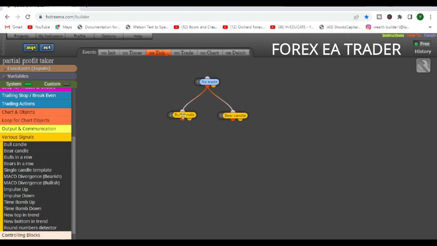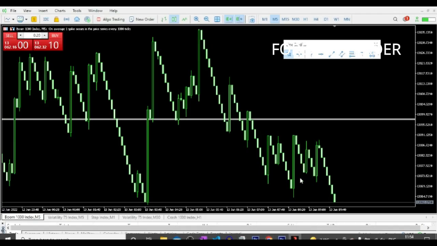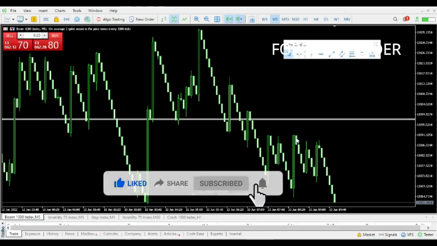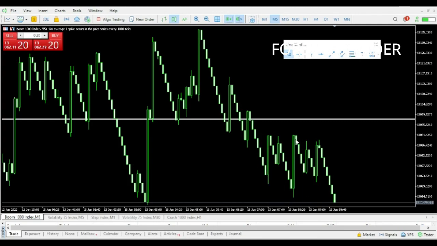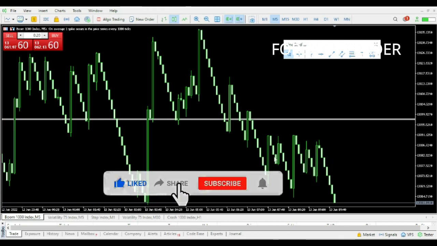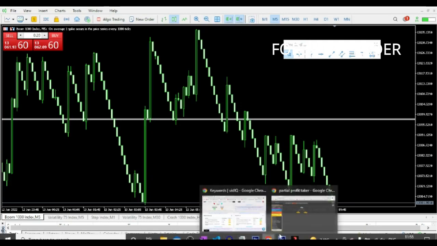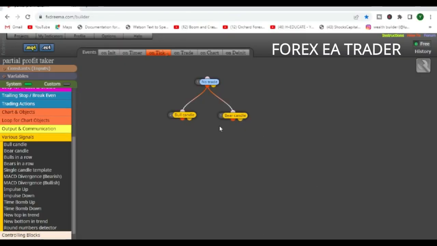So our condition is that when we get a bull candle, we are going to sell. That's our condition. When we get a bull candle, we are going to sell. And when we get a bearish candle in crash, we are going to buy. That's the simple strategy that we're going to use here. So let's go back to Fxdreema.